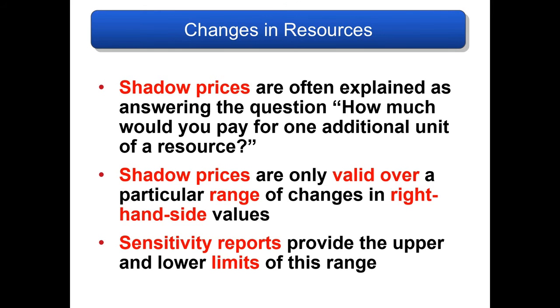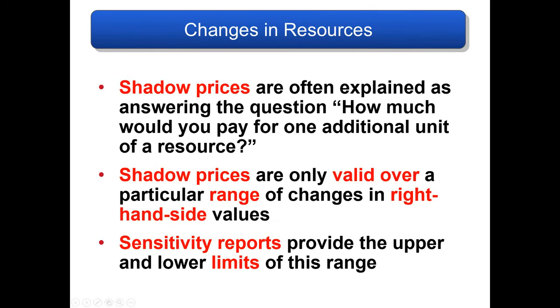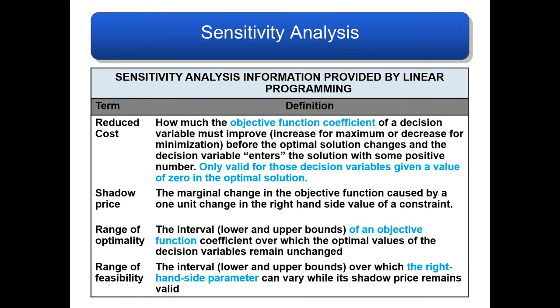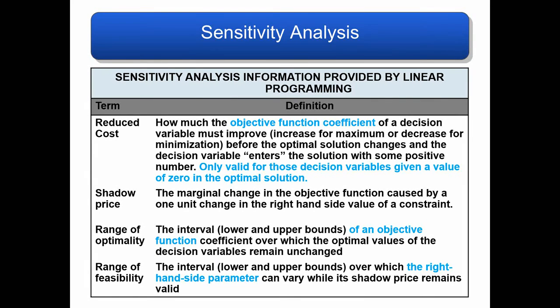So just to, again, let's changes in objective coefficients. We're talking about the optimal decision variable values over a range, and in changes in resources, that's when we talk about shadow prices. Okay, and here's kind of when we print out our sensitivity report, we're going to find the information for reduced cost, the shadow price, the range of optimality, and the range of feasibility.